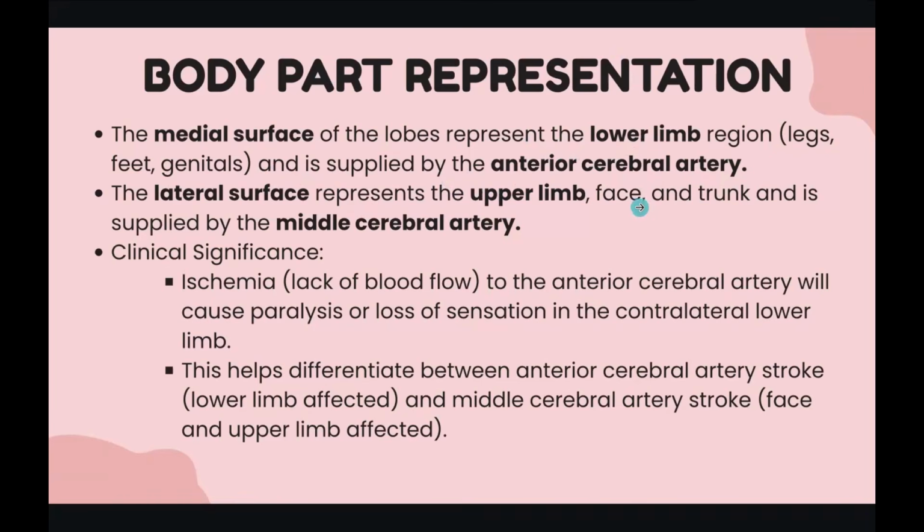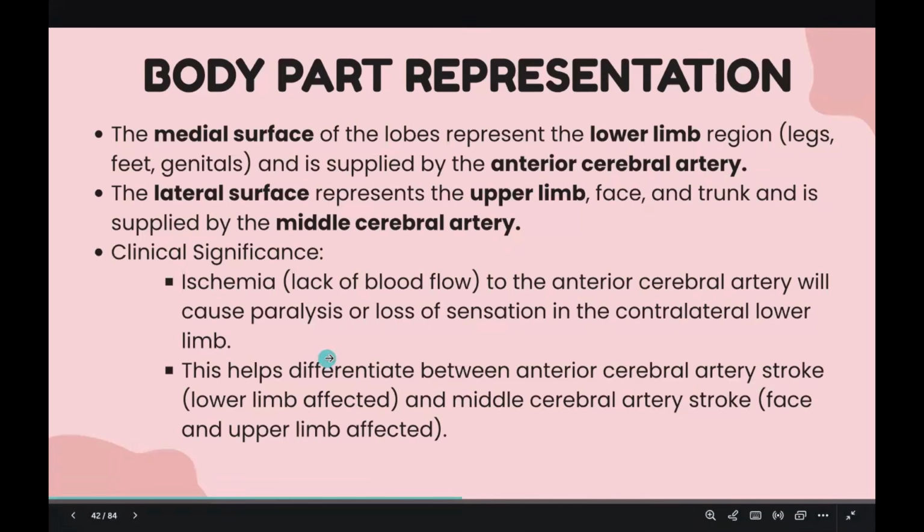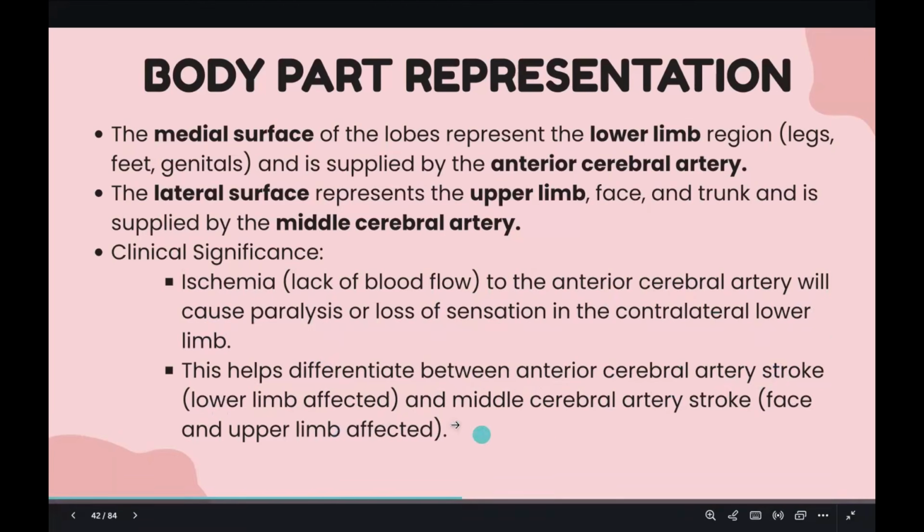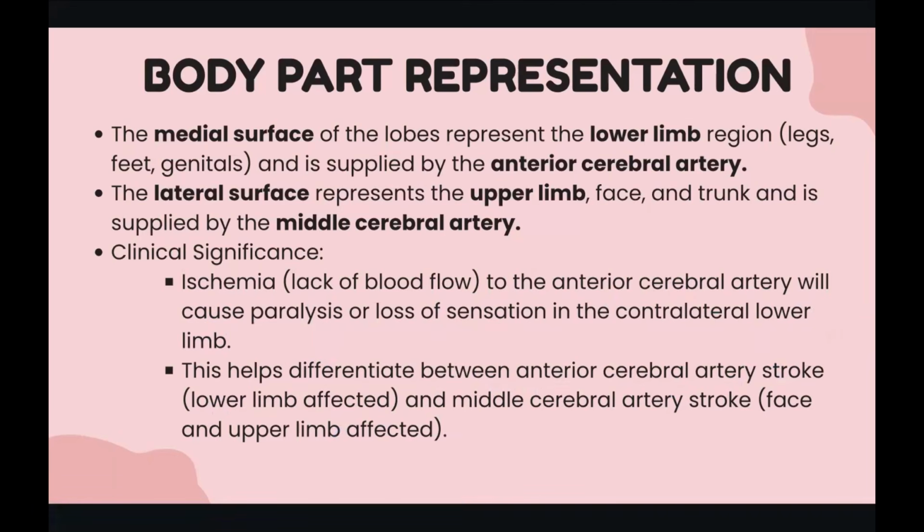We'll talk more about this in the next part. Opposite to that, the lateral surface area of the cortex represents the upper limb, the face, the trunk, and is supplied by the middle cerebral artery. What is the clinical significance here is that any ischemia or damage happening to, for example, the anterior cerebral artery will cause paralysis or loss of sensation in the contralateral lower limb. And this helps differentiate between anterior cerebral artery stroke, which affects the lower limb, and middle cerebral artery stroke, which affects the face and the upper limb part.